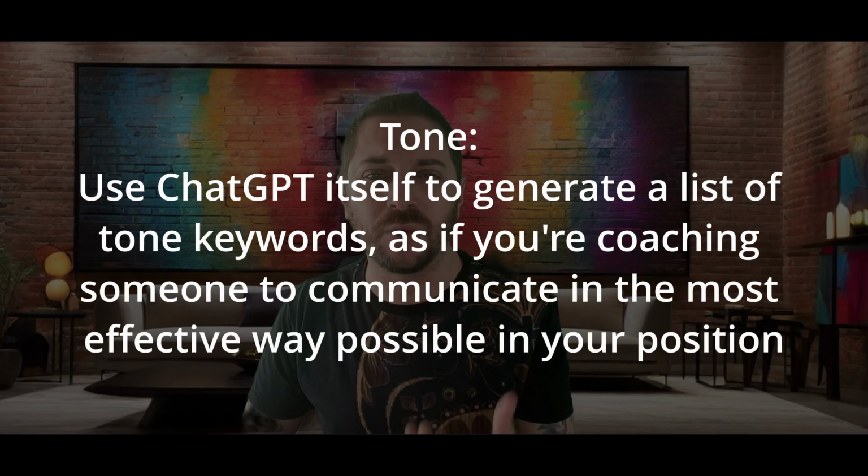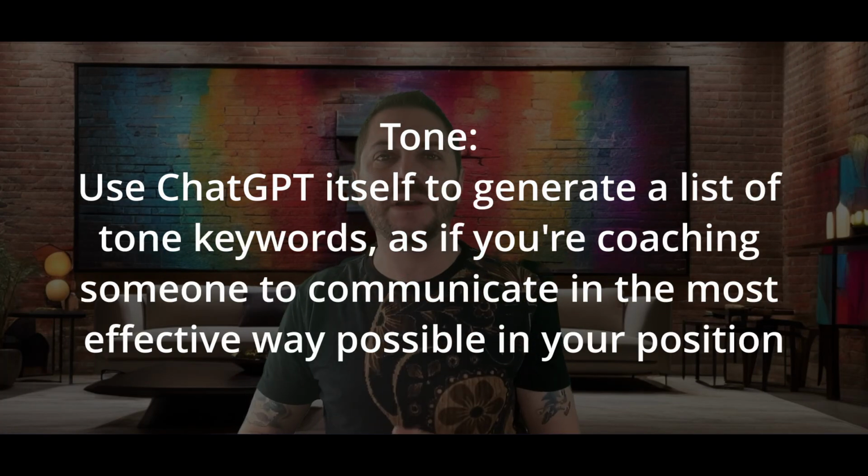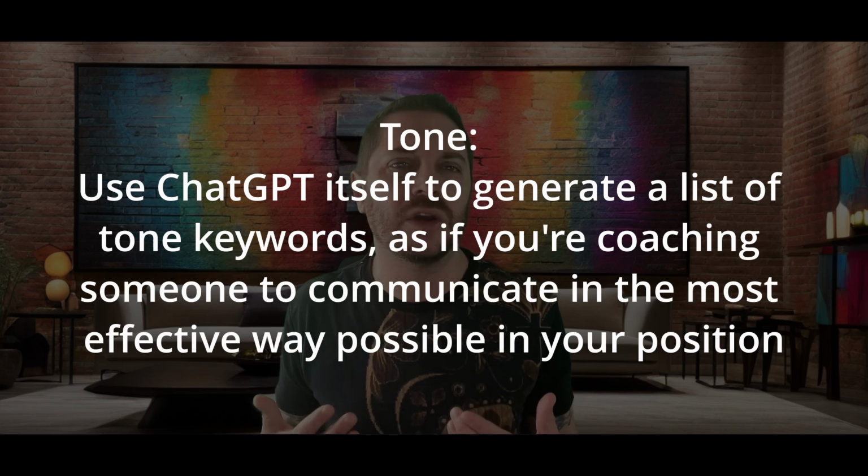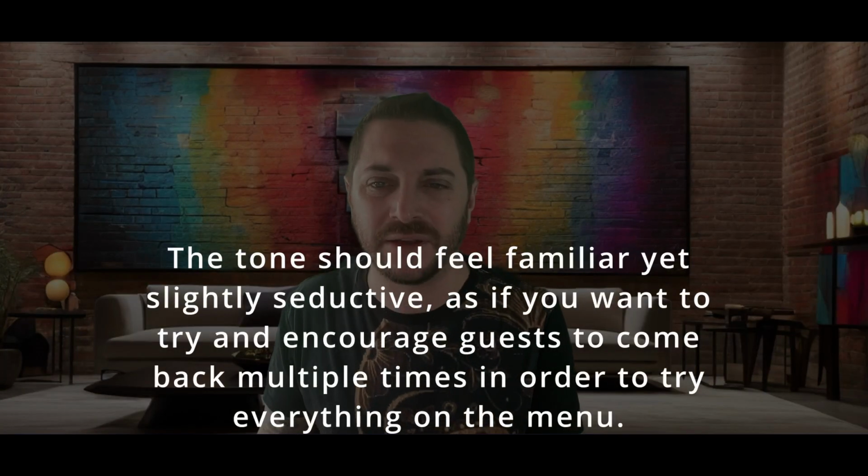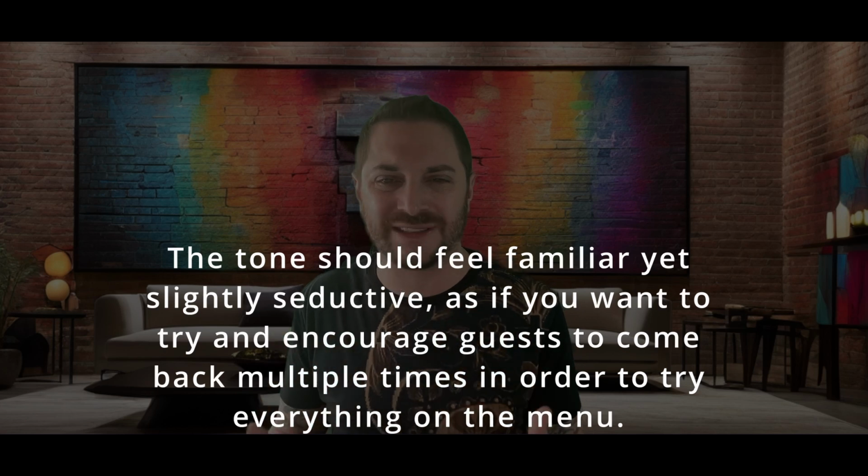The final piece of context that we need is the tone. We're going to figure out what the tone of voice is that we want. We're trying to communicate how Artie should be communicating with the rest of us. This is very effective, trying to figure out how we want to tell Artie to communicate with the rest of the company, with customers, with clients, with guests. This is the voice that we want to be formatted in. So for our example, our tone should feel familiar, yet slightly seductive, as if we want to try and encourage guests to come back multiple times in order to try everything on the menu.